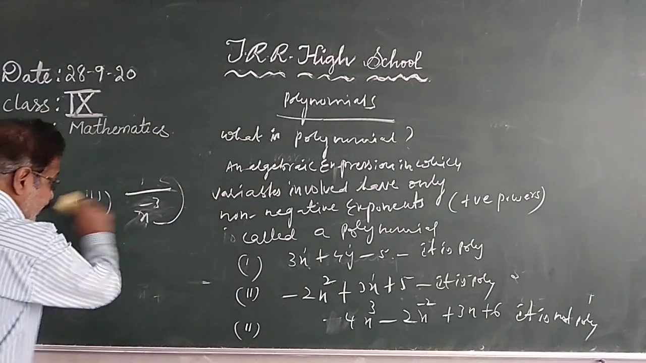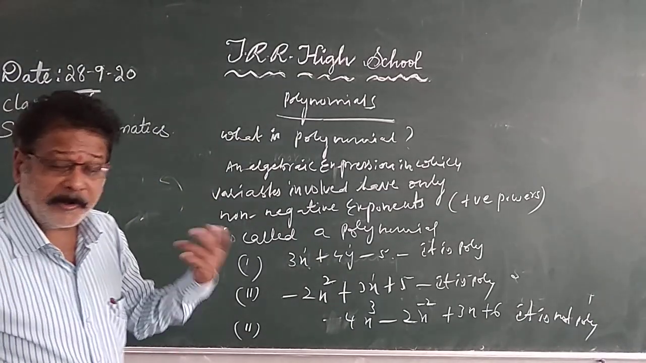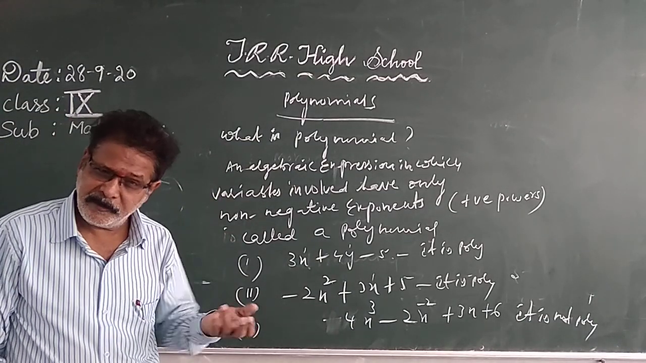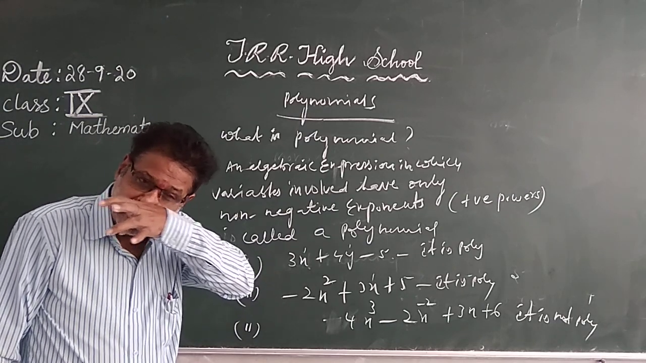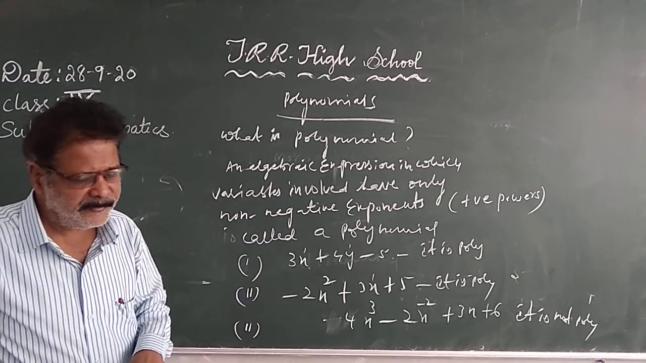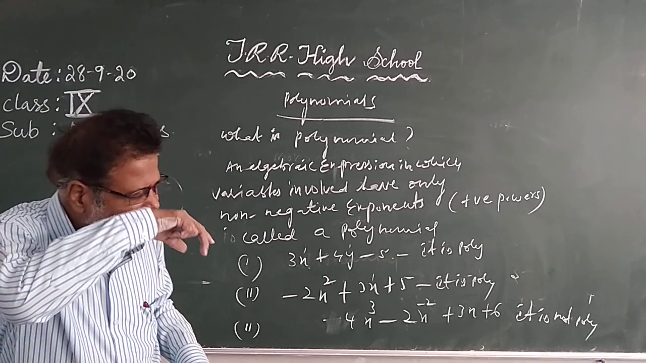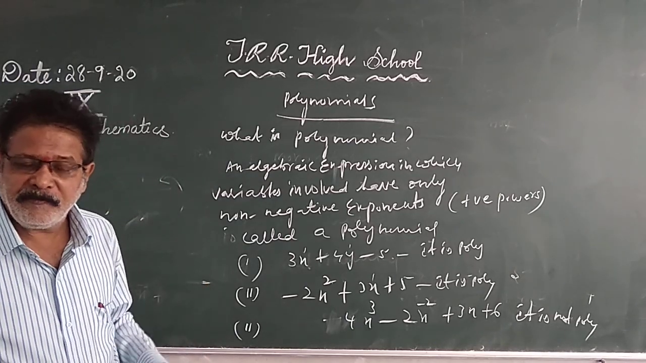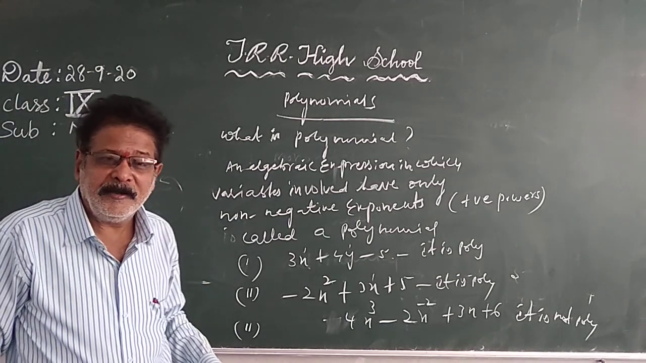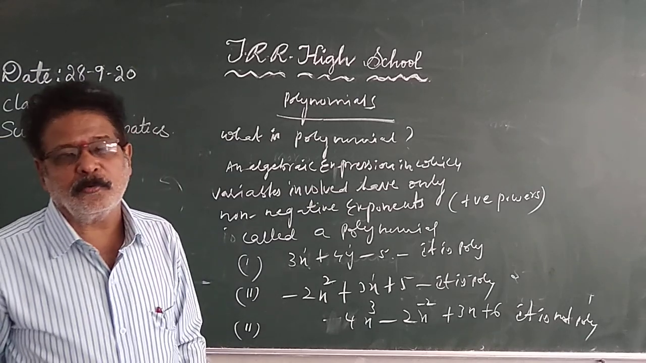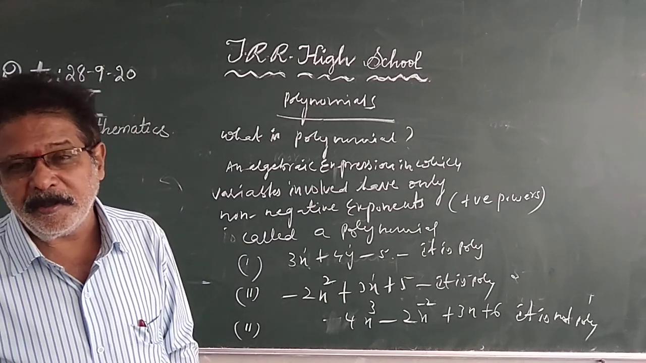So every polynomial is a monomial? Yes. Every polynomial can be a binomial, every polynomial can be a trinomial, every polynomial can be a multinomial. But the converse is not true. Every multinomial is not a polynomial.